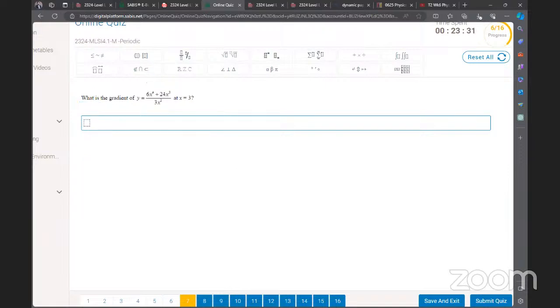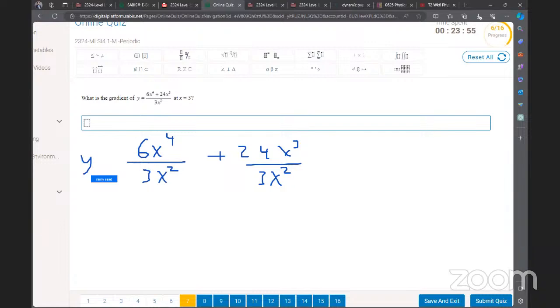In this question, let's see. It is also a quotient rule here, but there is no need to do it because we can simplify this expression. So I will distribute the denominator. Until now I'm just simplifying. This is y. 6 over 3 is 2. x power 4 divided by x power 2 is x power 2. 24 divided by 3 is 8. x power 3 over x power 2 is x.